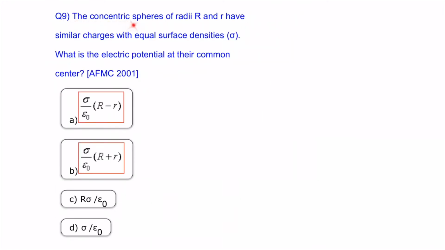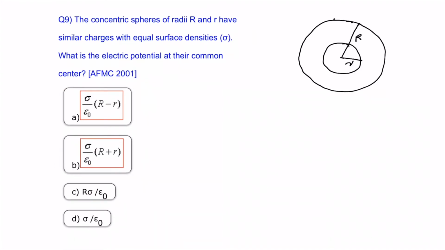The concentric spheres of radii capital R and small r have similar charges with equal surface densities. What is the electric potential at their common center? And these are the options. So we drew 2 spheres and we are supposed to find the potential at O, and we already know the total potential is equal to the algebraic sum of individual potentials. Potential is a scalar quantity, so to get the total value you have to add it algebraically.